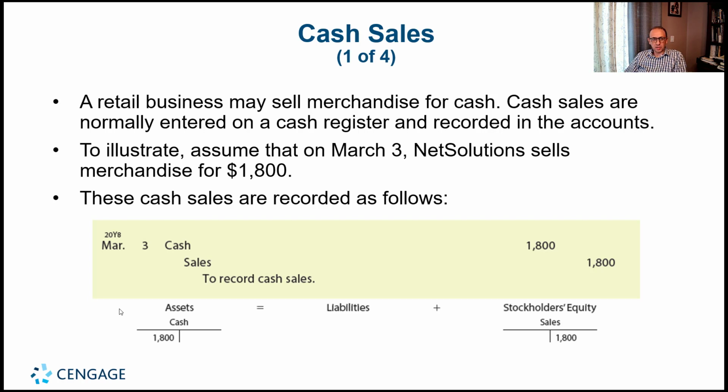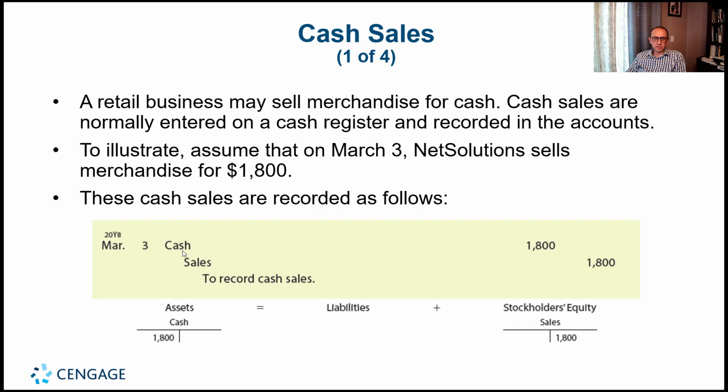So to give an example, assume that on March 3rd, Net Solutions sells merchandise for $1,800. These cash sales are recorded as follows. We're going to debit cash because we're receiving cash, and cash is an asset, it's increasing, and it goes up on the debit side. And remember, cash is one of the balance sheet accounts. And then on the credit side we have sales, and sales is sales revenue. It's a revenue account, and it increases on the credit side.